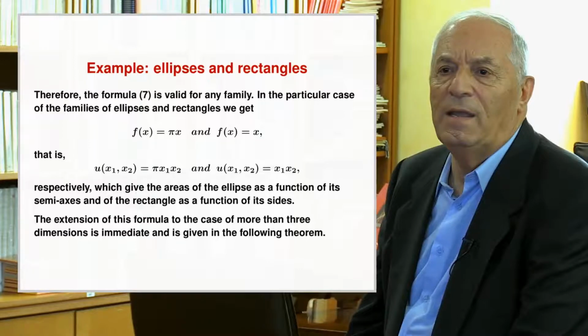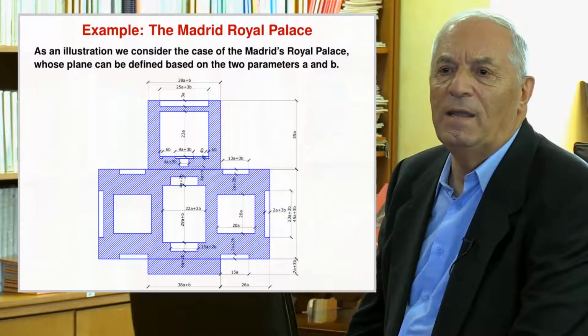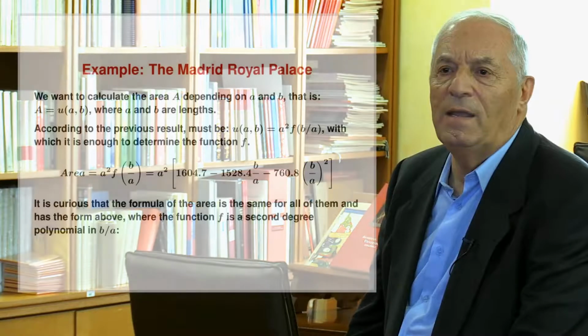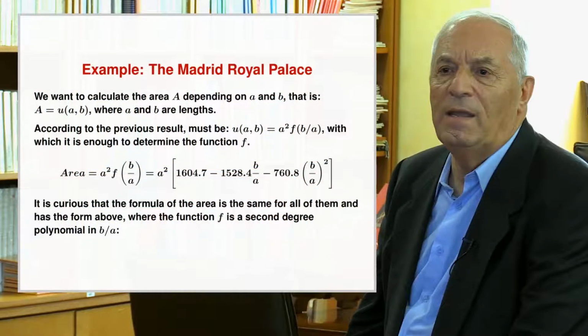As an illustration, we consider the case of the Madrid Royal Palace, whose plane can be defined based on the two parameters a and b as indicated in the figure. We want to calculate the area A depending on a and b, that is, capital A is assumed to be a function of a and b, where a and b are length parameters. According to the previous result, the function f must be as indicated, with which we need to determine the function f of one argument instead of a function of two arguments. This function is the one given in the slide.